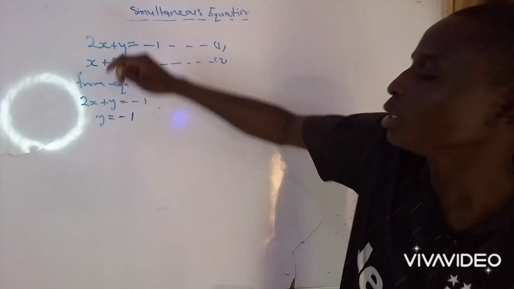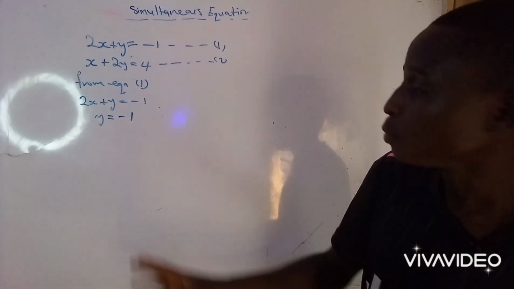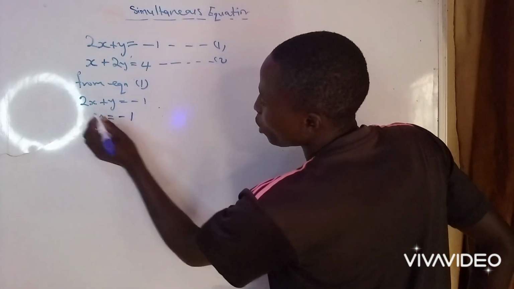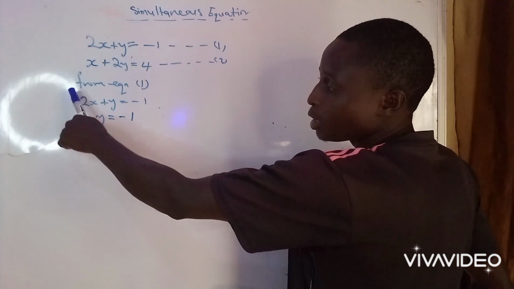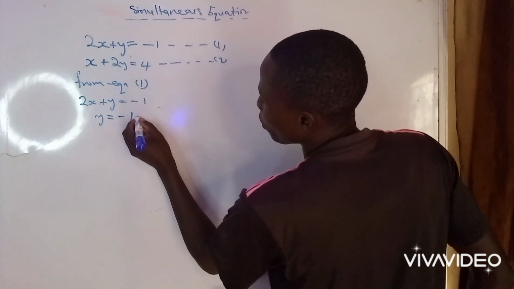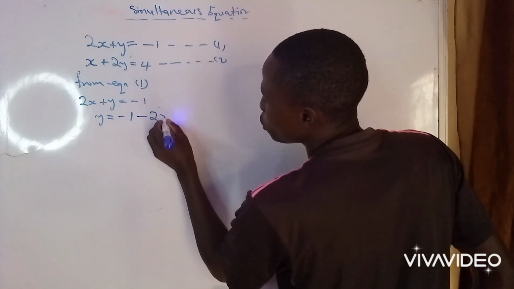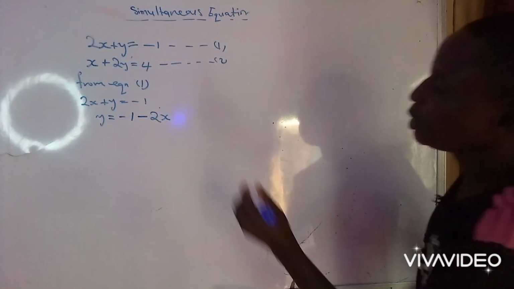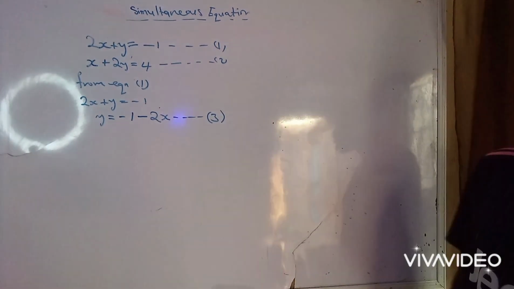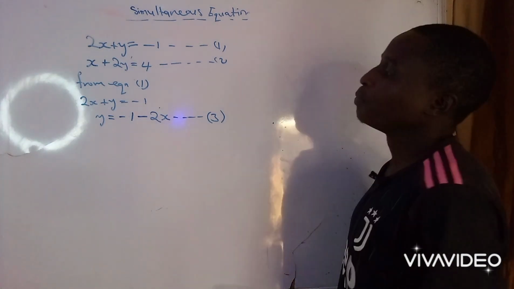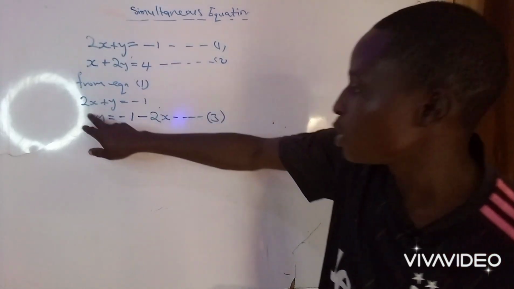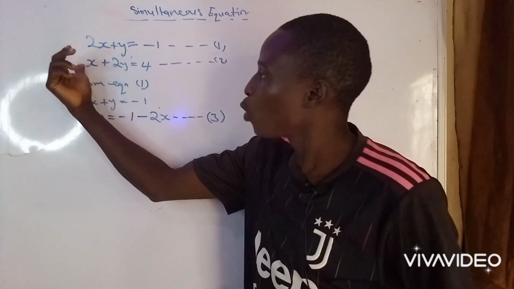By crossing this bridge, this equality sign serves as a bridge, the positive sign, because it is assumed that there is a virtual positive sign here, will change to negative. Then you put 2x. Then you label it equation 3. Since it is equation 1 that brought us here, now let's go back to equation 2.